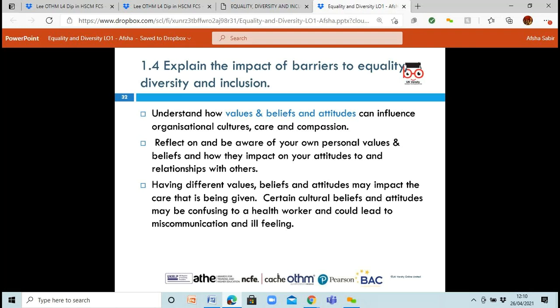You need to reflect on and be aware of your own personal values. So when you're within the setting, you need to understand what your own values are, what your own beliefs are. Be confident in those, but then also don't let that impact on your attitude and your relationship with other people. You might have a friend that you get along with really well. You like watching football together, you like going to the pub together, you like talking to each other. But when it comes to religious views, you might have completely different views to each other. But that won't stop you from hanging out or being friends.